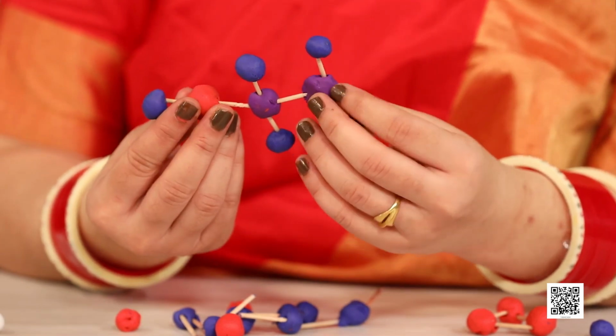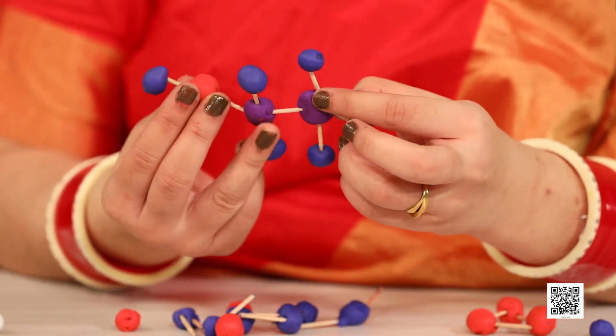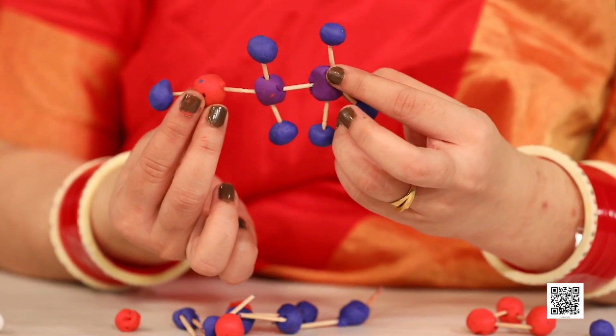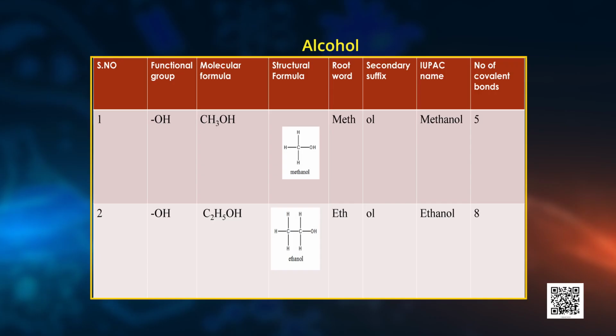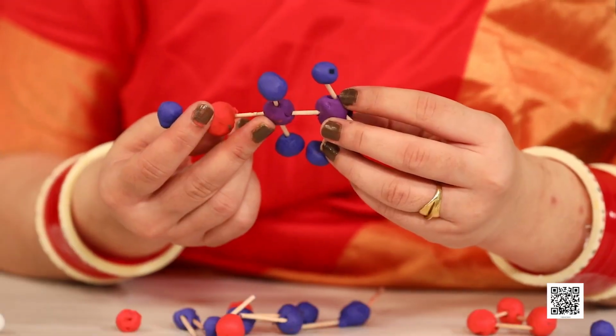So if you count the number of bonds now, it becomes 1, 2, 3, 4, 5, 6, 7, 8. So the total number of covalent bonds in the second member of the alcohol family is 8. If you try to name it, there are 2 carbons, so the root word becomes eth, very good. And all single bonds, so the primary suffix becomes ane. And in the last, because the OH group is present, it will have ol. So the name becomes ethanol. If you look at the formula of ethanol, it is C2H5OH. Very good. Now you can make your own series for other members of alcohol.